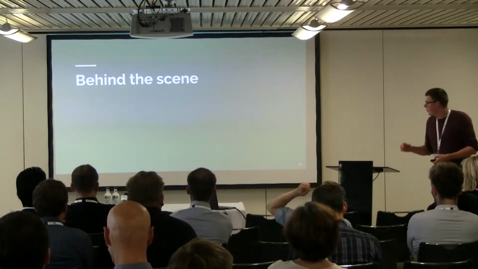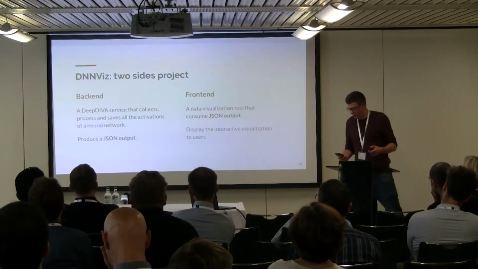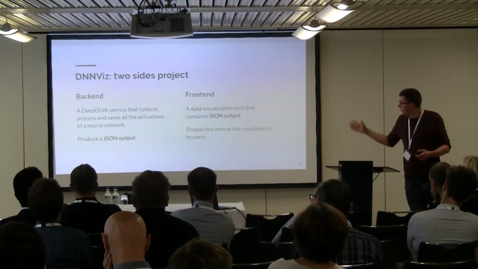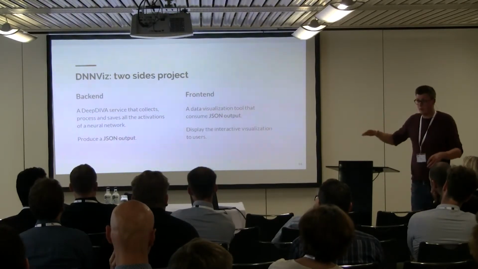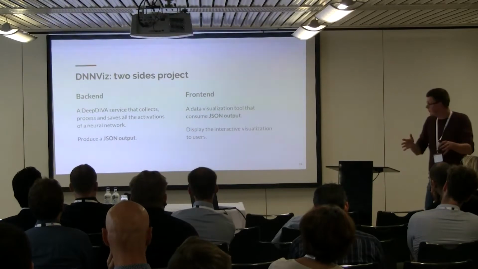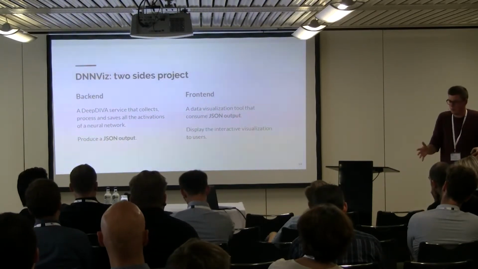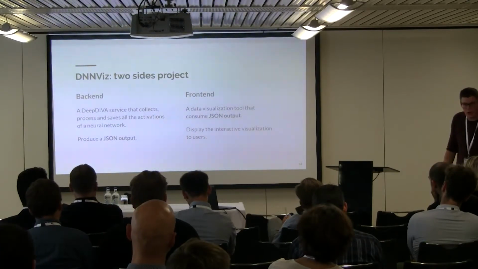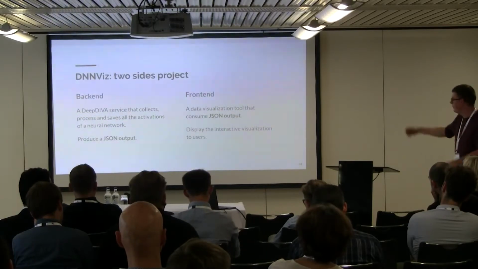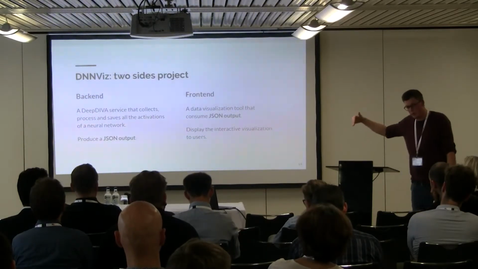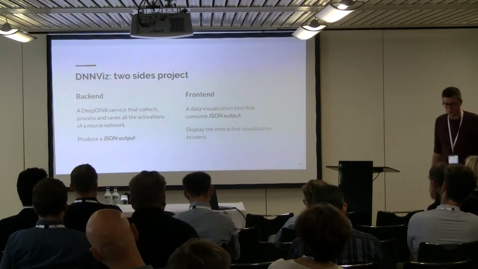Okay, so now a little behind the scenes. DNNViz is a two-sided project. The backend part is a DNNViz task that collects, computes, processes, and saves all the activations. It produces a JSON output that you can zip and transfer out of the server. And the front-end part, which is really the visualization tool, consumes this JSON output and displays the interactive visualization.